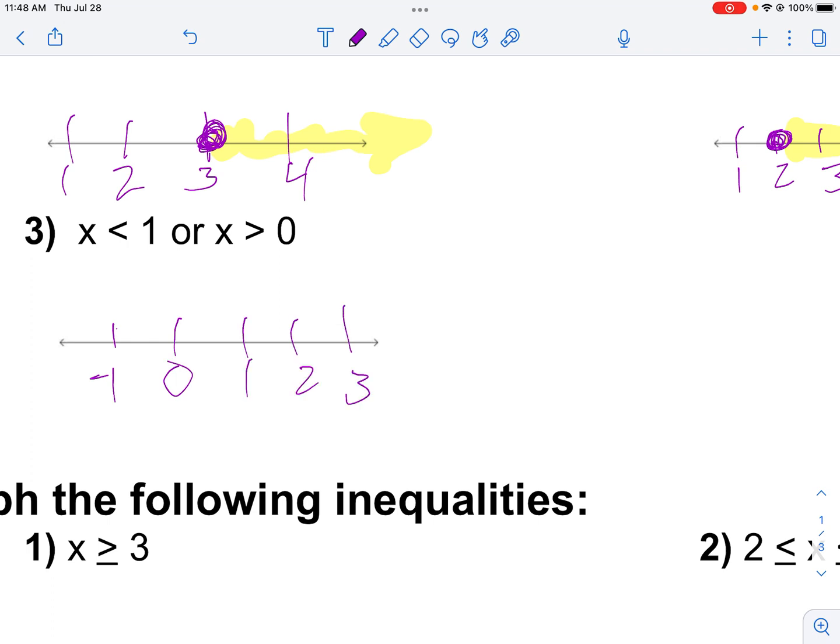Now the first one, x is less than 1. So what happens is I'm not including 1, so I'm going to put an open circle on 1. And then I'm going to shade to the left. And then I'm going to put an open circle on 0, and I'm going to shade to the right. I'm going to switch colors on that just so you can see the difference.